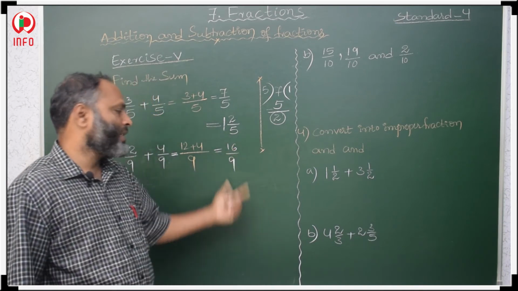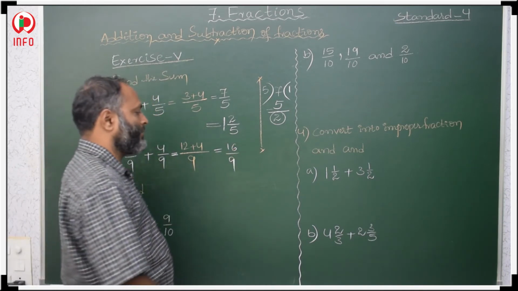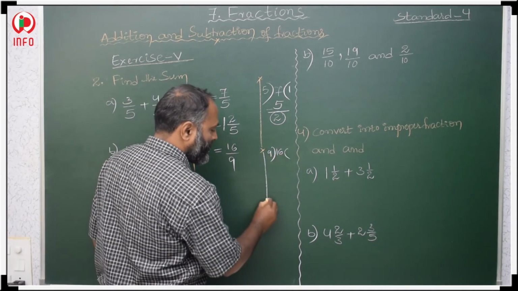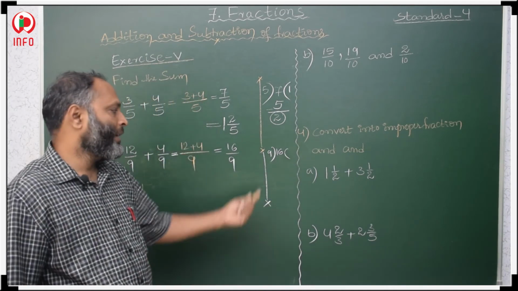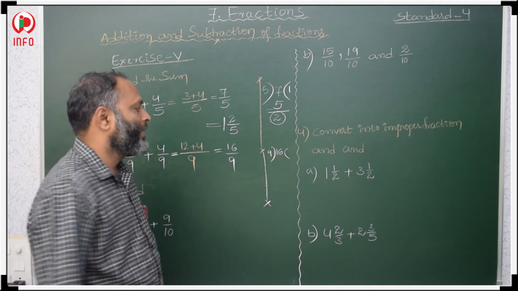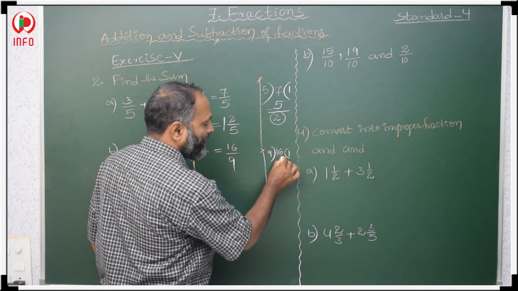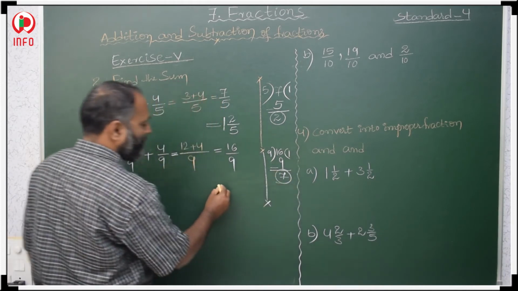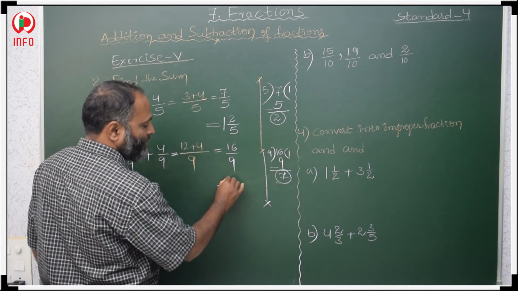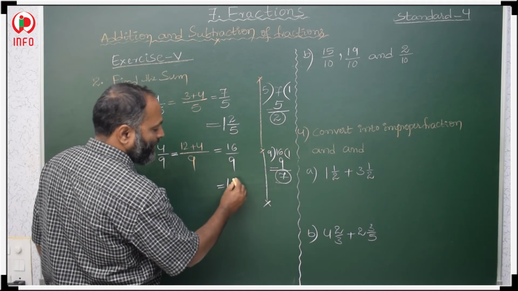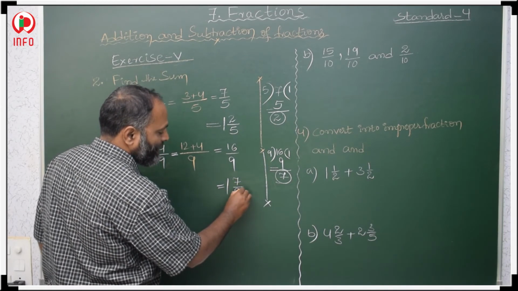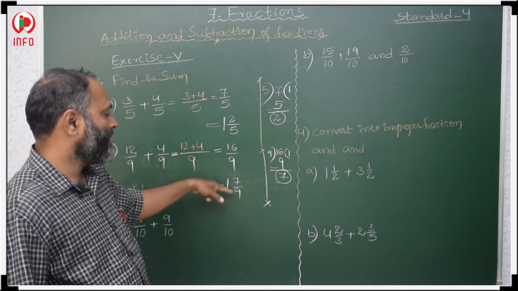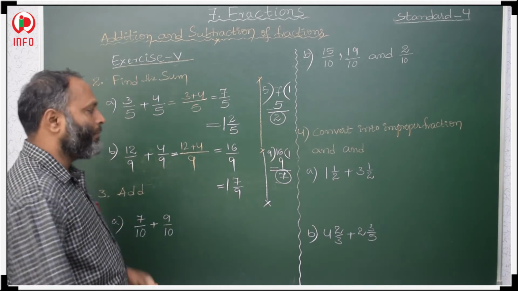Again we have to convert this improper fraction into a mixed fraction. The denominator divides the numerator. 9 ones are 9. Then 16 minus 9 is 7. Then how to convert? First we take this quotient, then remainder by divisor. The remainder is 7 and the divisor is 9. 7 by 9, so 1 7 by 9. This is our mixed fraction.